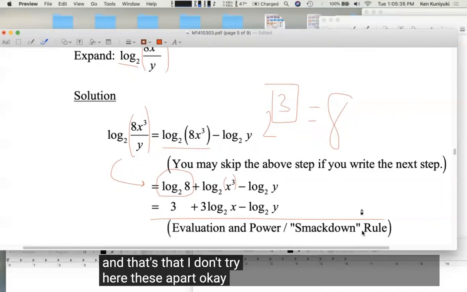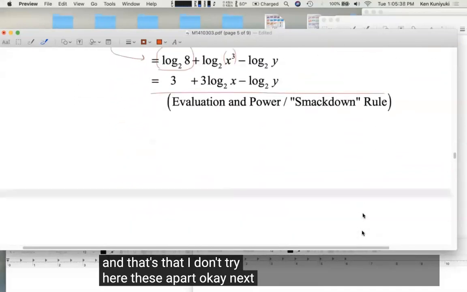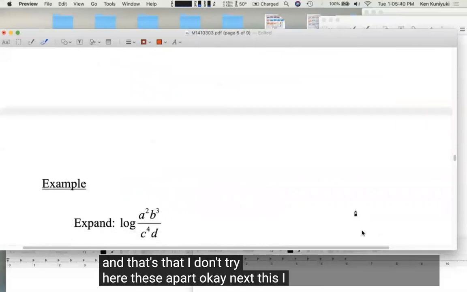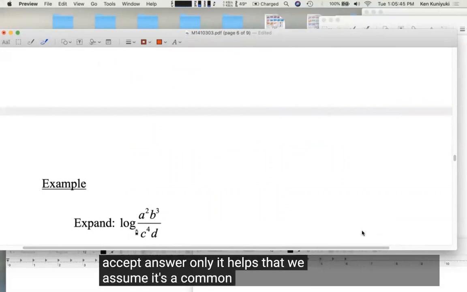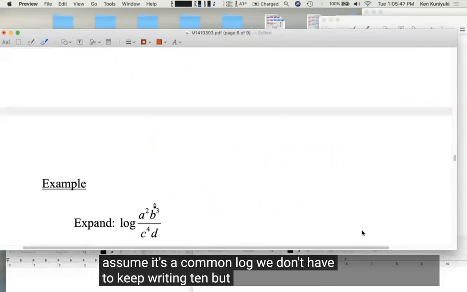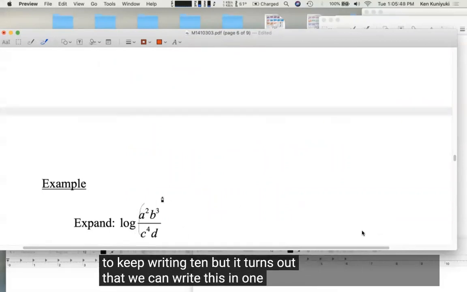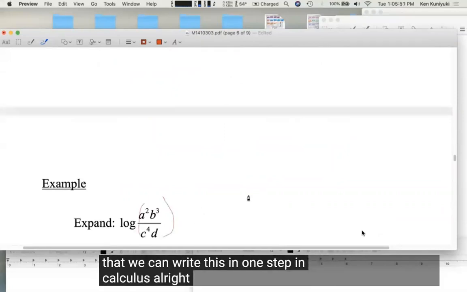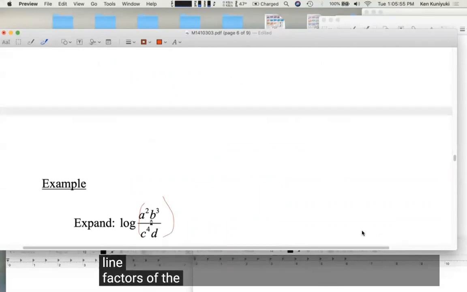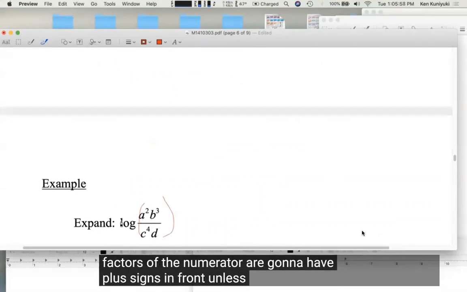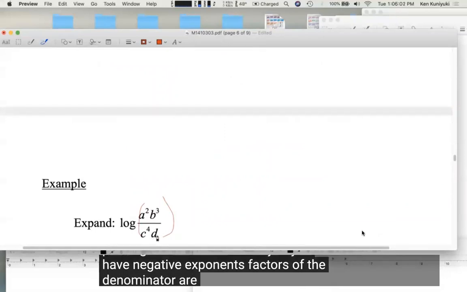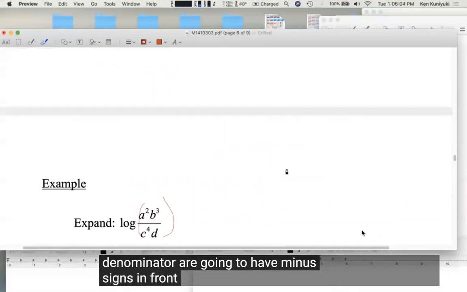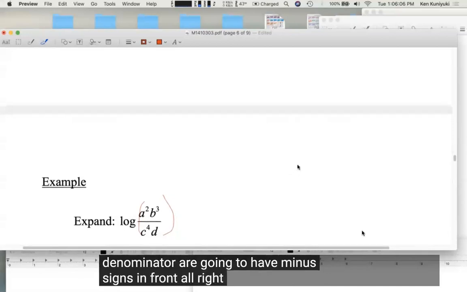Okay. Next. This, I would accept answer only. It helps that we assume it's a common log. We don't have to keep writing 10. But it turns out that we can write this in one step in calculus. All right, so what's the bottom line? Factors of the numerator are going to have plus signs in front, unless maybe you have negative exponents. Factors of the denominator are going to have minus signs in front. All right.